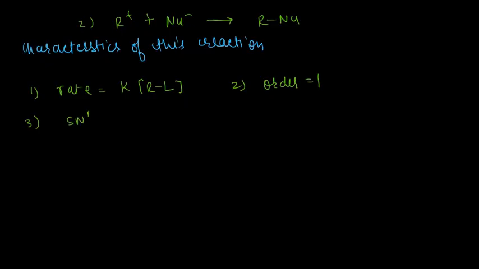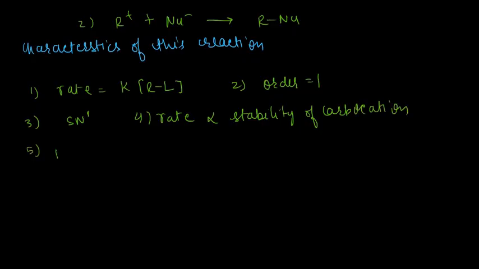It is unimolecular in RL because it is an elementary reaction. In chemical kinetics, we generally study what is an elementary reaction and what is a complex reaction. So it is a single step reaction, the first step, so it is an elementary reaction. Fourth, the rate is directly proportional to the stability of the carbocation.